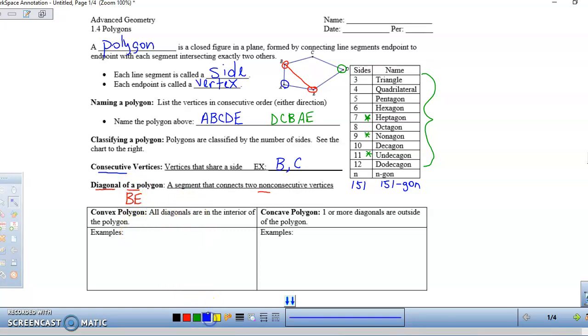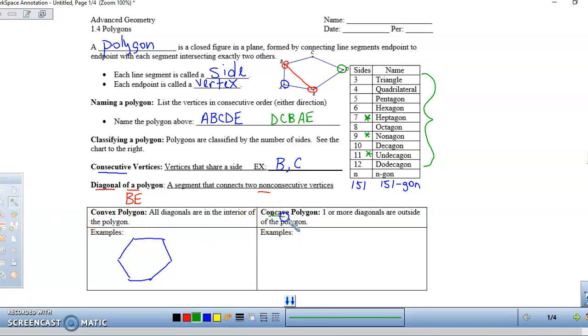Okay, next, the convex polygon. So all of the diagonals are in the interior or inside of the polygon. So a convex polygon is what you think of as just a normal polygon. Okay, and if you think about it, if you connected non-consecutive vertices, all of those diagonals are going to be inside the polygon. Okay, so nothing crazy about that, but convex might be a new word for you.